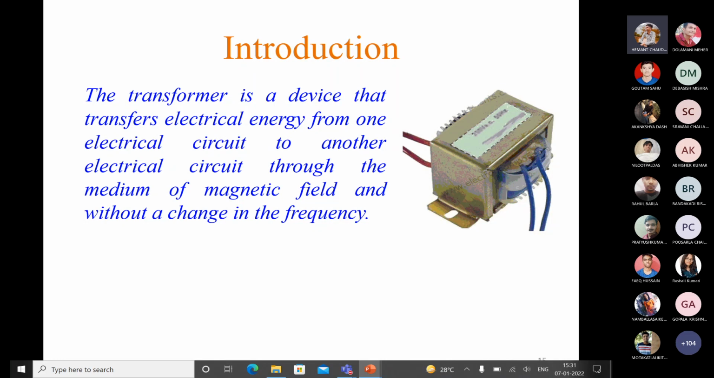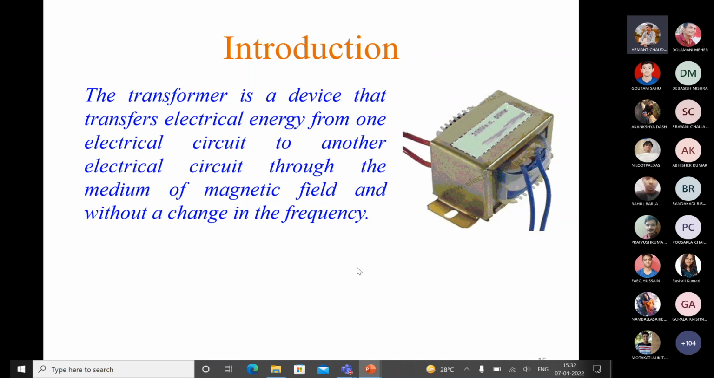Because in between these two circuits we require a voltage level change or a current level change. That is done by this transformer. That means when the transformer is supplied by some AC voltage source at a certain voltage level, at the output, that means at the other circuit, we are getting a voltage level which is different from the supply voltage. So to change the voltage level we require a transformer. Here the transformer is a device which transfers electrical energy from one circuit to another circuit by some magnetic coupling.